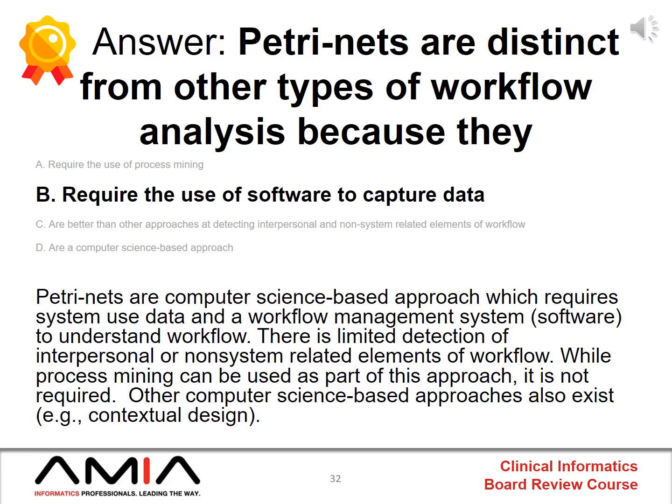The reason why letter C is not correct is because, if you remember, Petri nets only detect elements of the workflow that touch the computer system. It does not detect interpersonal or non-system related elements of the workflow. And the reason why D is not correct is because there are multiple computer science-based approaches, of which Petri nets are one of them, so Petri nets are not unique because they are a computer science-based approach.